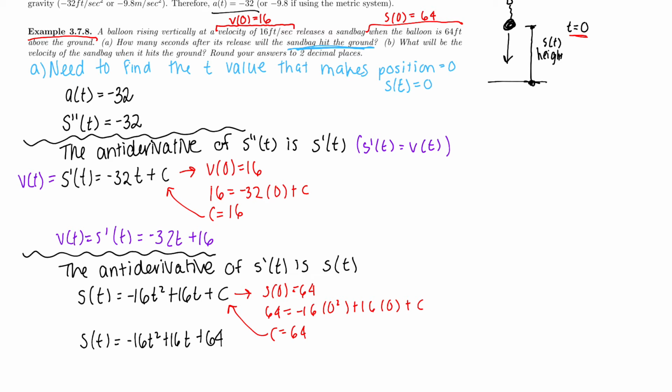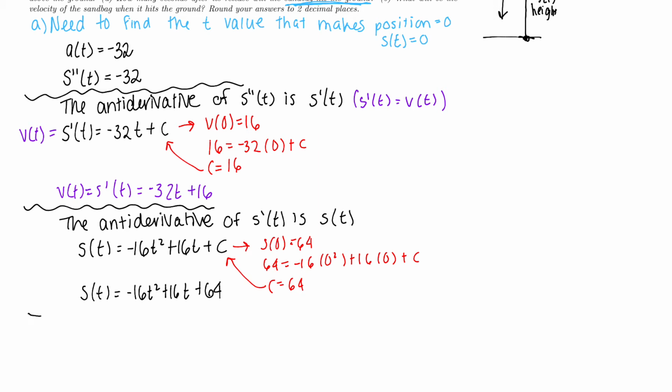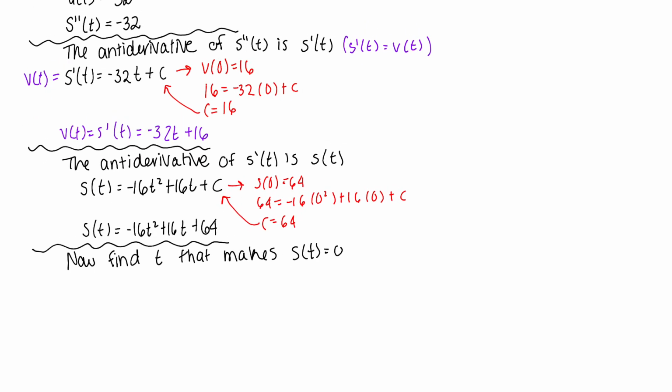In the end, what problem A asked for, going back to what we wanted, is to find the t value that makes the position function equal to 0. So I'm trying to put this into steps here. Now find t that makes s of t equal to 0. So 0 equals negative 16t squared plus 16t plus 64.